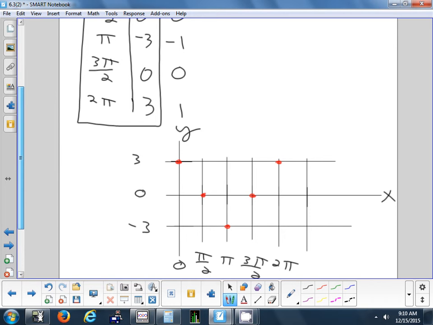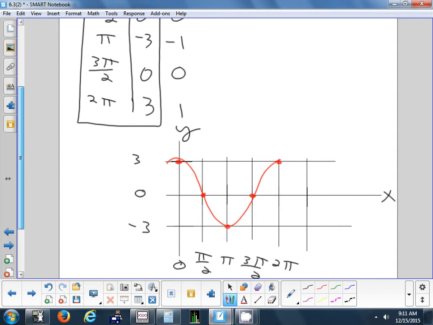Remember as you sketch it, everything here is a smooth curve. There's no sharp turns. So just try to sketch it like that. And that's it. That's our graph of 3 cosine x.